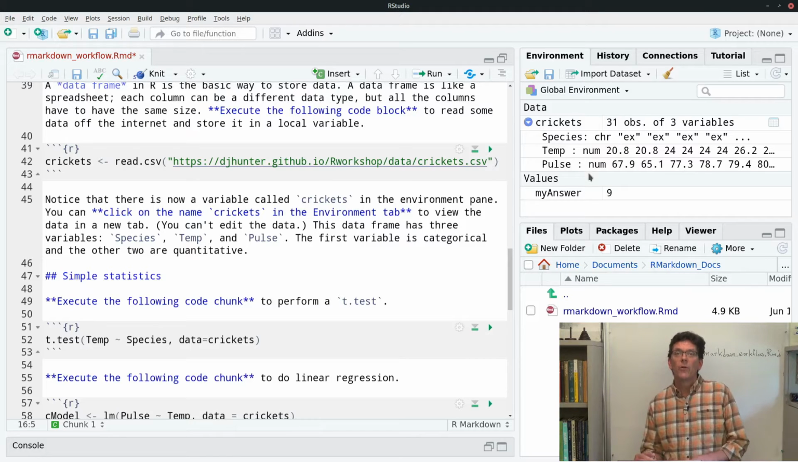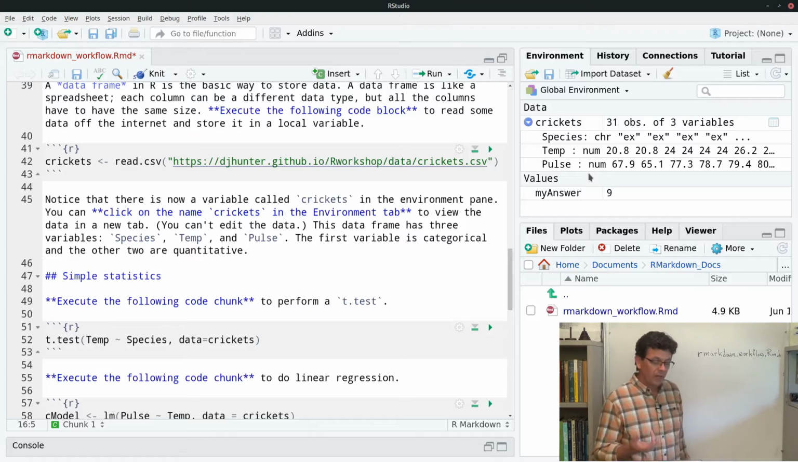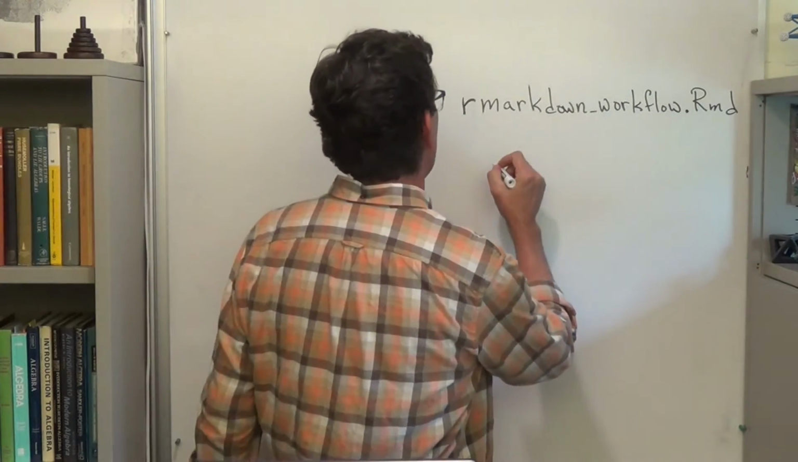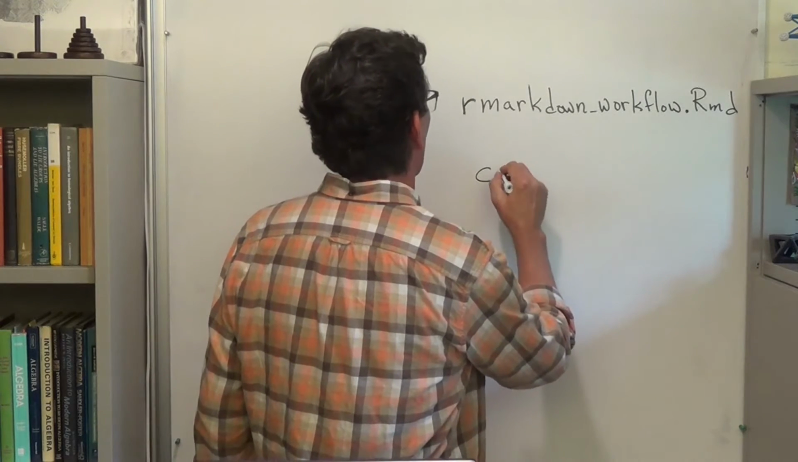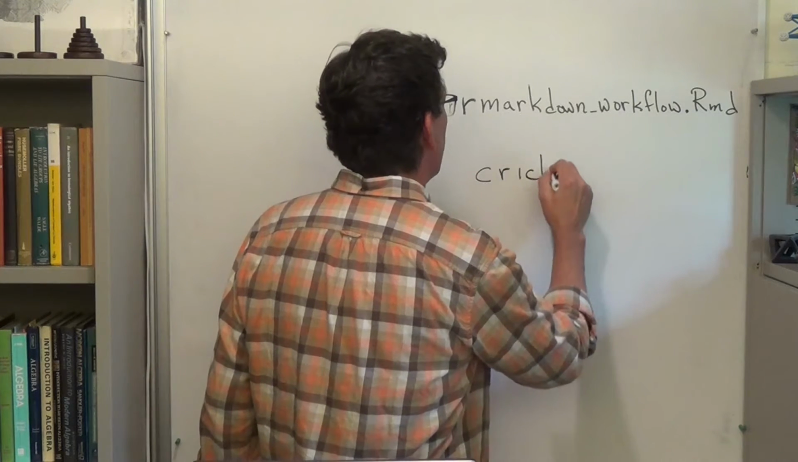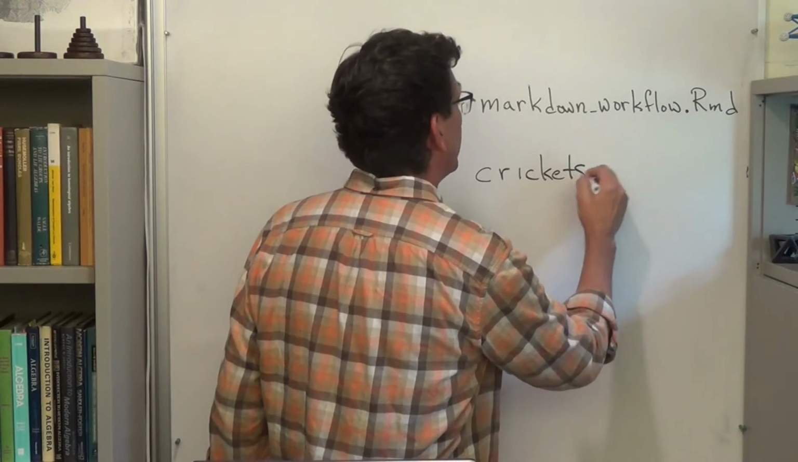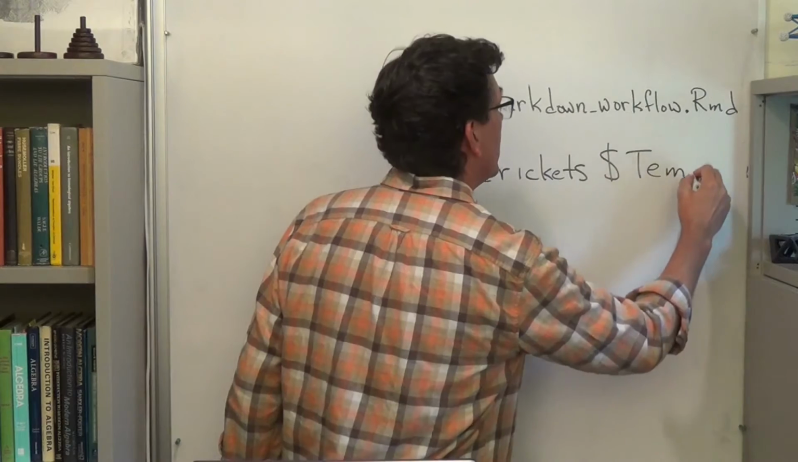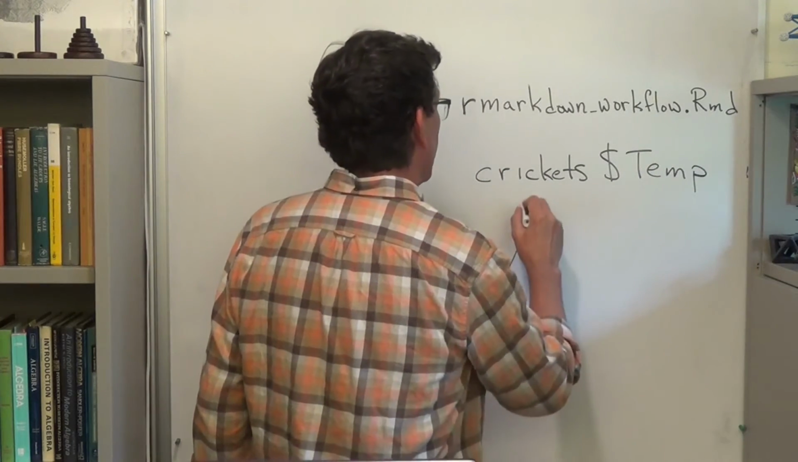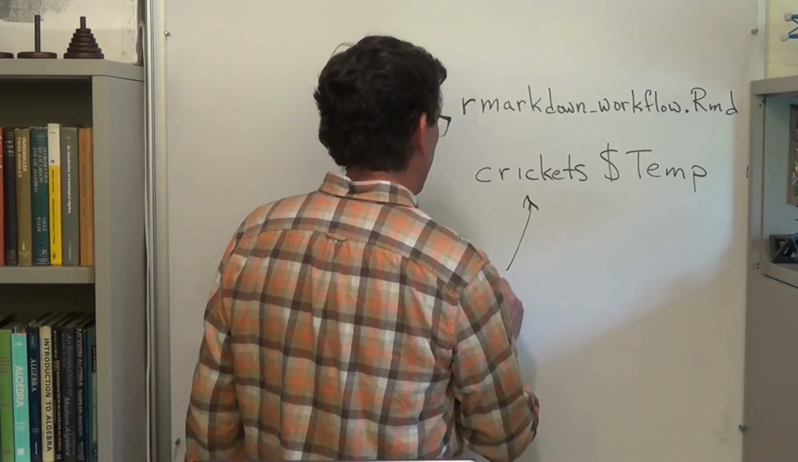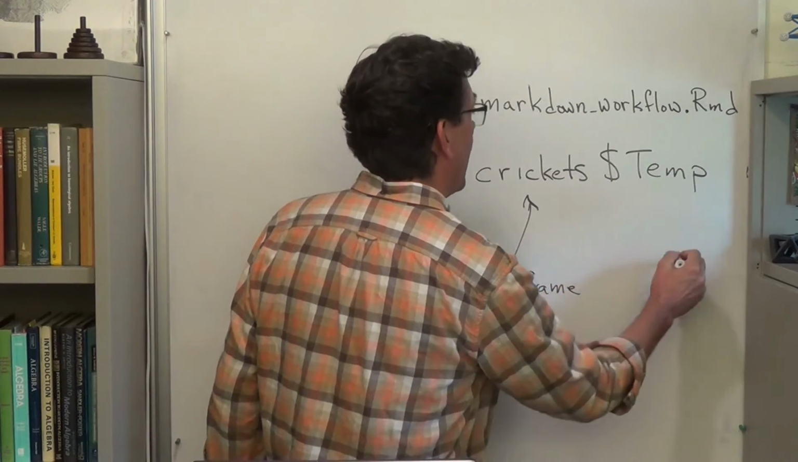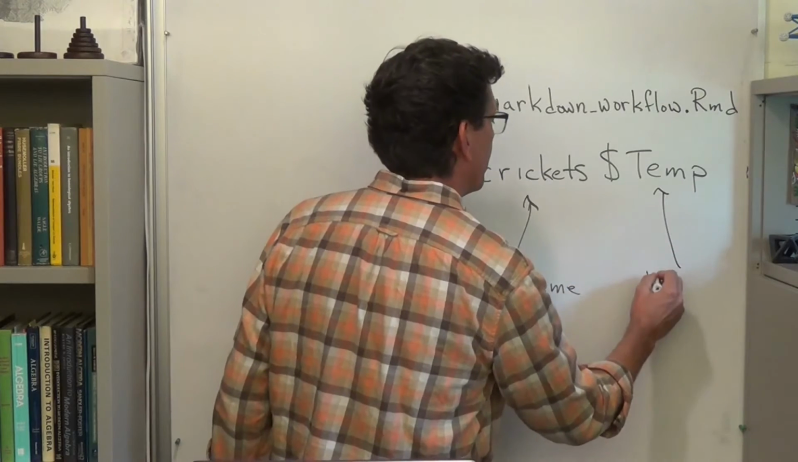If I wanted to refer to those variables separately, I would refer to them using the following notation. So if I wanted the temperature of all the crickets, I'd do the name of the data frame, crickets, $, temp. The crickets is the name of the data frame, and the temp is the name of the variable.